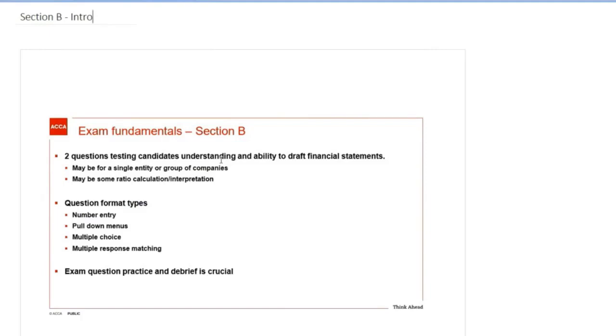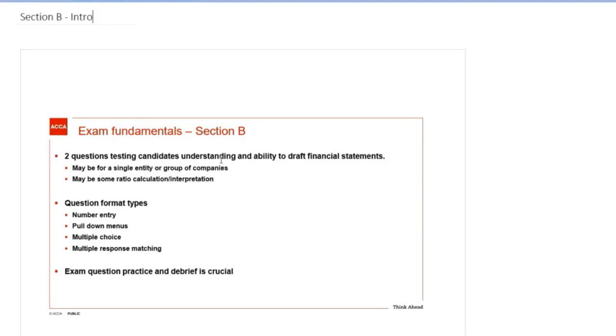Okay, good. So section B, we know that we're going to get 2 questions, and we're starting to get, in theory, a bit more high level here. We're starting to test our ability to understand and to draft or create financial statements. And that could be for a single entity or a group of companies. And there might be some high level stuff here in terms of calculating ratios and then interpreting ratios.